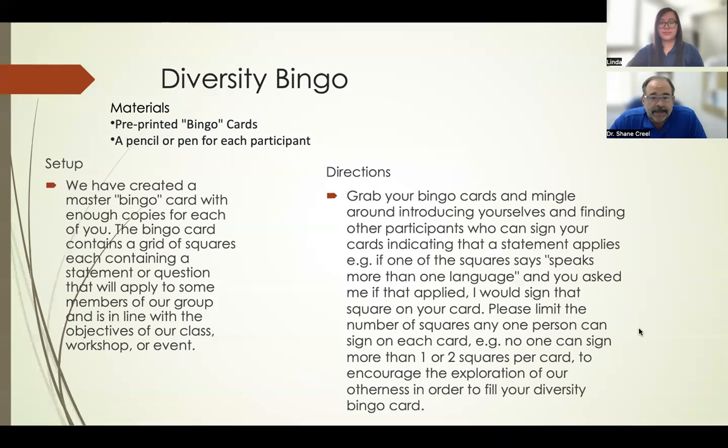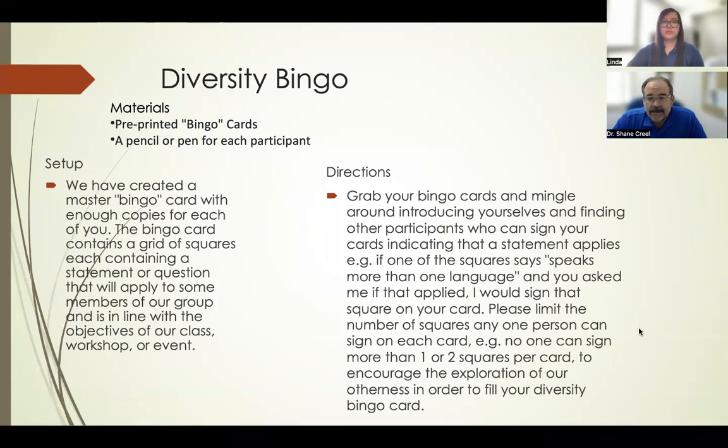First, there is a pre-printed bingo card that everyone has been provided. Everyone will need a pencil or a pen for each participant. And we have created the master bingo card with enough copies for each of you. The bingo card contains a grid of squares, each containing a statement or question that will apply to some members of the group, and it is in line with the objectives of our class, workshop, or event.